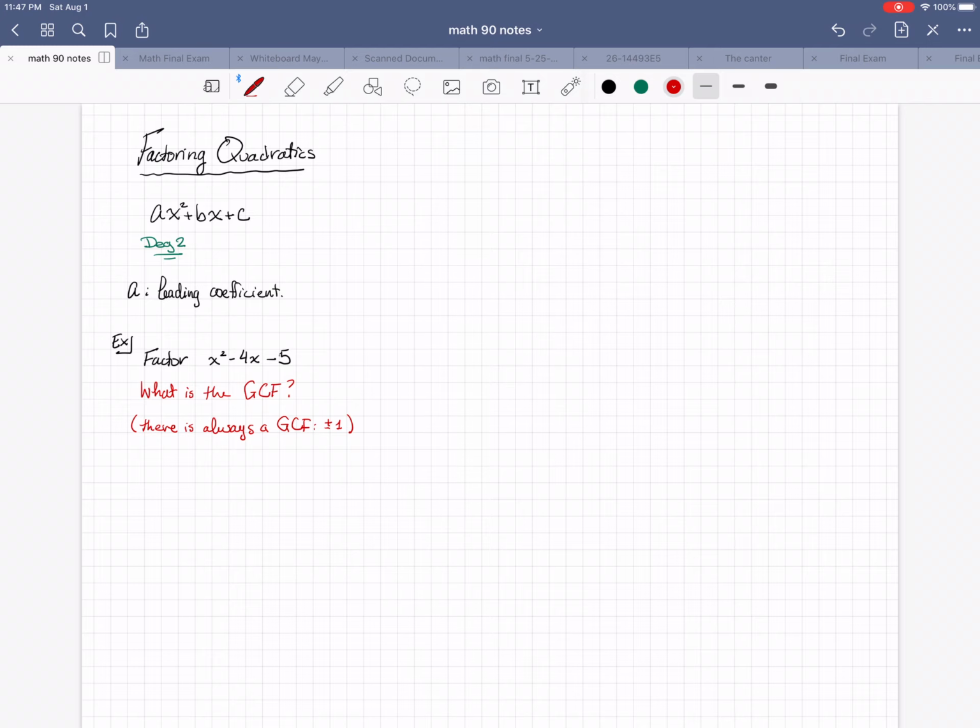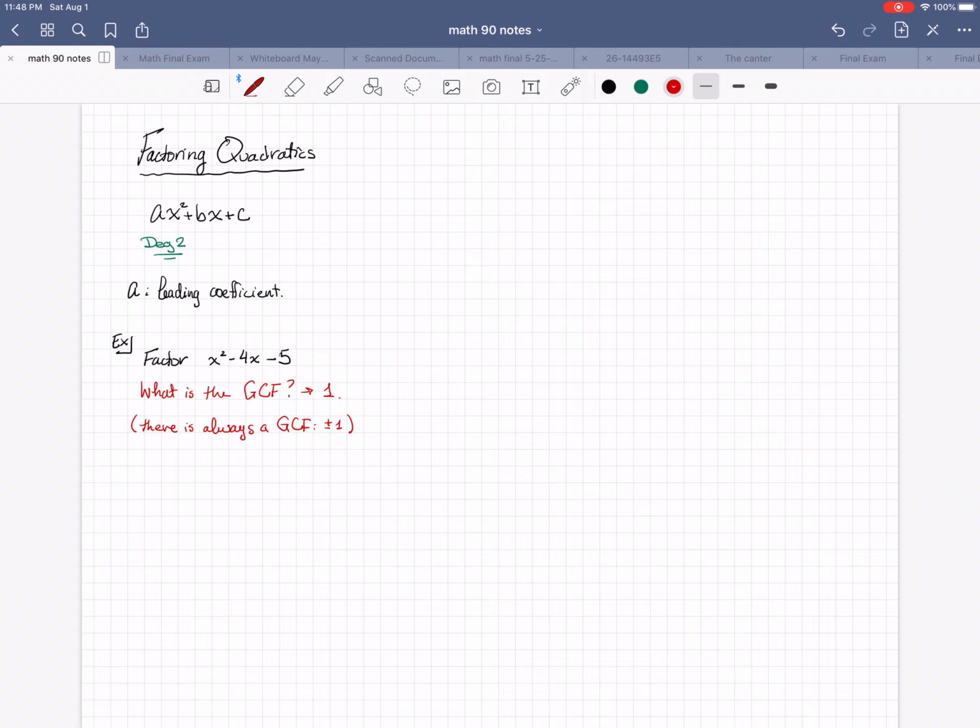Looking at x squared, negative 4x, and negative 5: they don't all have an x in them, so the greatest common factor doesn't have an x. Then the coefficients: x squared is by itself, so its coefficient is 1, and the other coefficients are -4 and -5, which don't have any common factors. So the GCF is just 1. We're not going to bother factoring it out. It doesn't break the polynomial down any further.